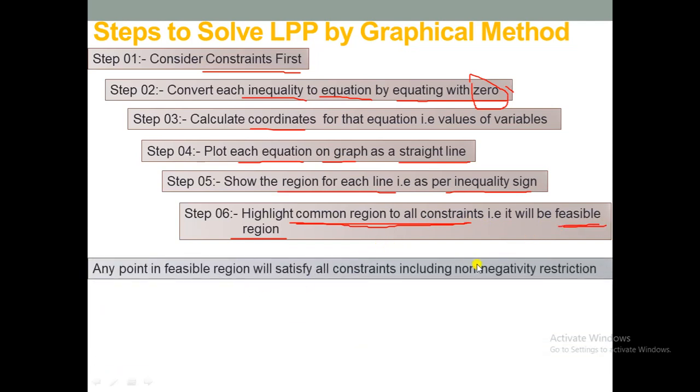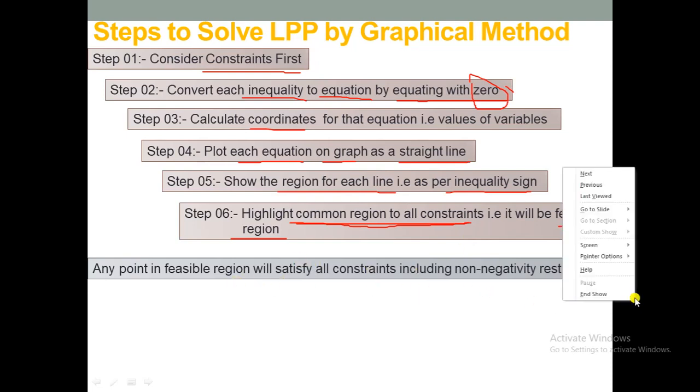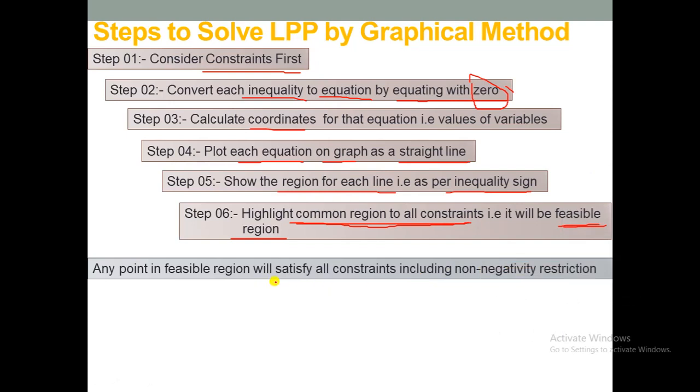So the feasible region is nothing but the region which is common for all the constraints, so obviously whatever points we are going to consider in that particular feasible region are going to satisfy all the constraints. So any point in the feasible region is going to satisfy all the constraints including non-negativity restrictions. So that particular point within a feasible region will satisfy all the constraints at a time. So these points are going to be there within a feasible region.